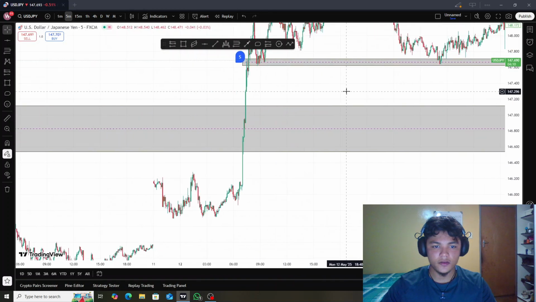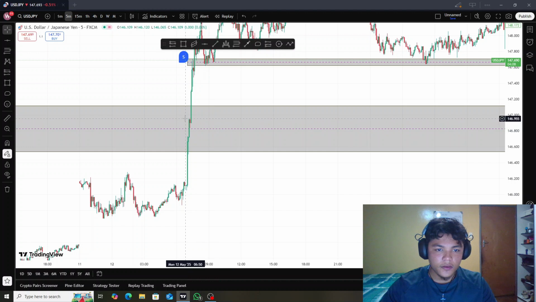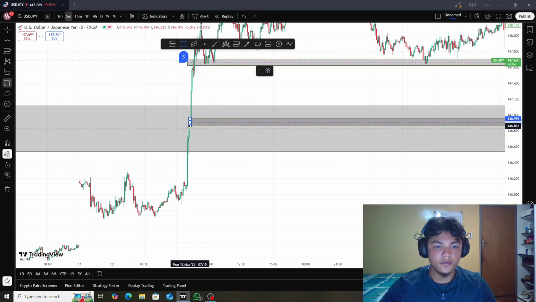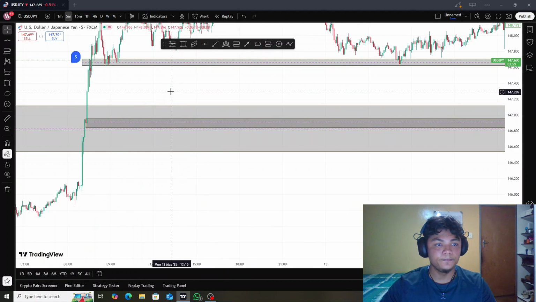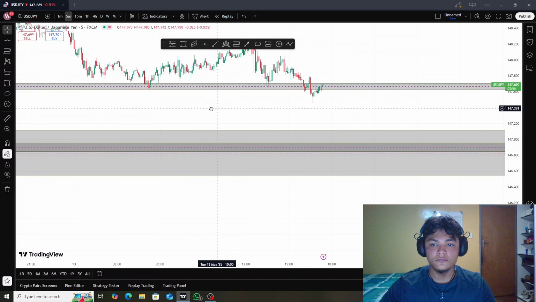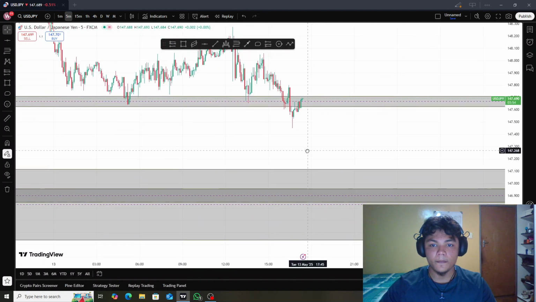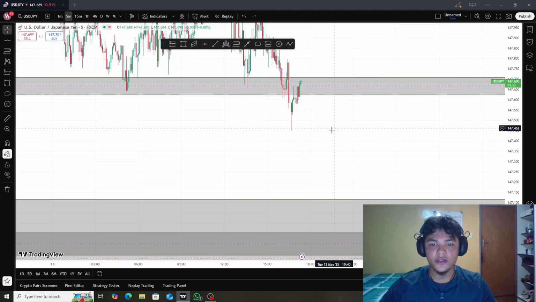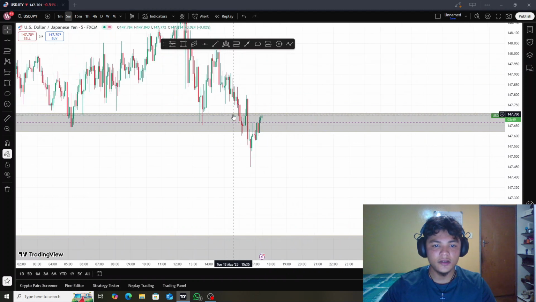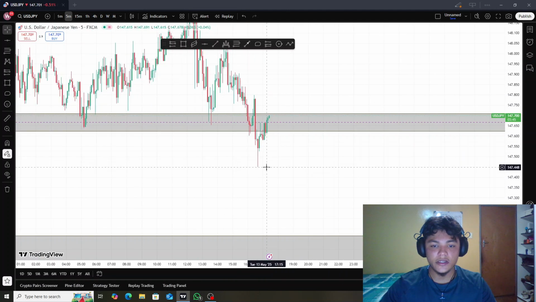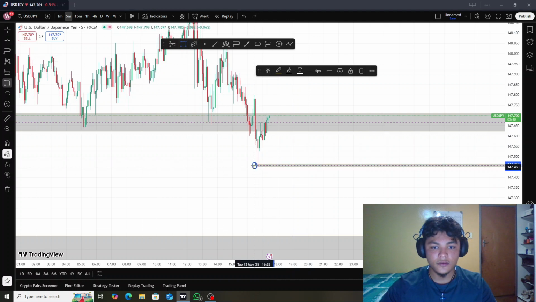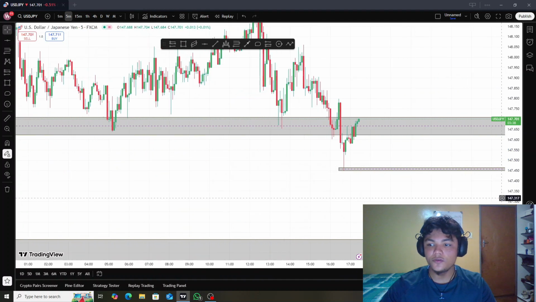Okay, what happened here? This is also a demand zone. There we go. I think the market is going to retrace to this area here. But like I said, I'm not looking to be long in this market. I think I'm going to trade up until here. Let's mark this one here. So this is a quick trade.